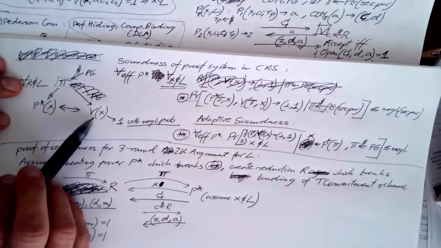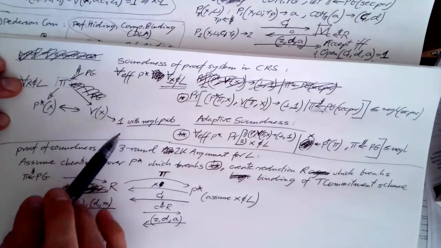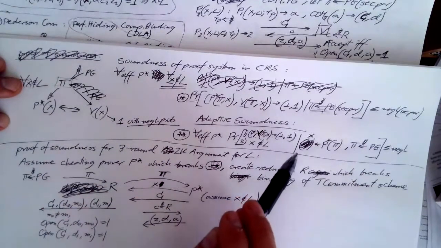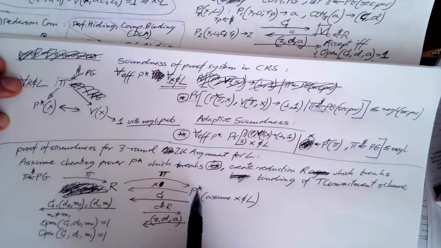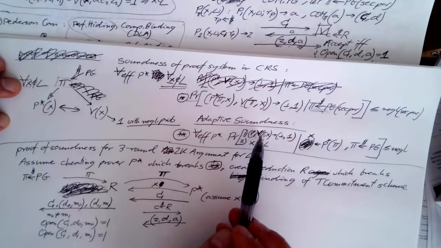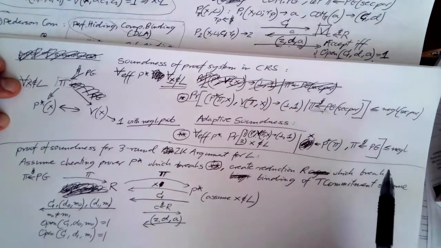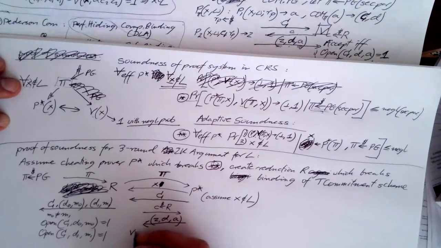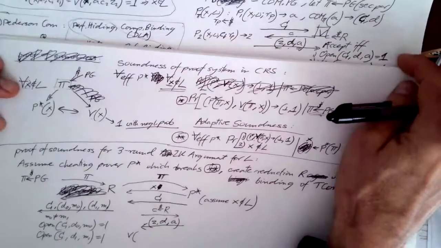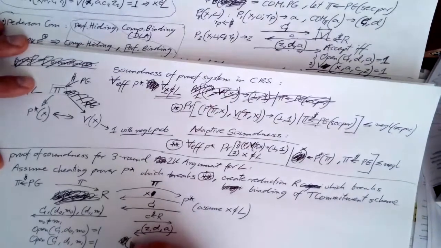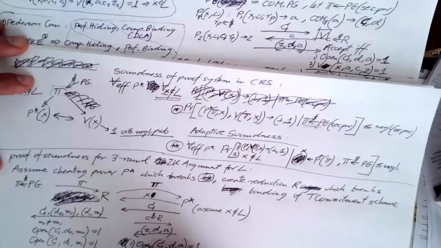And we assume that this is broken. In other words, we're dealing with a P star that gets an honest verifier to accept with non-negligible probability. Apparently two things are happening at once. First of all, the opening of the commitment with this decommitment was correct, and secondly, the underlying Sigma protocol verifier also accepted.